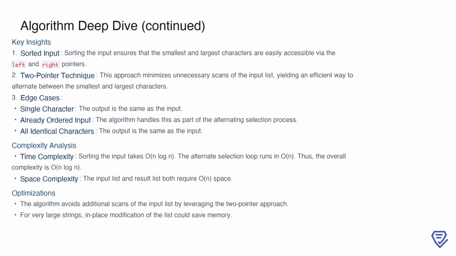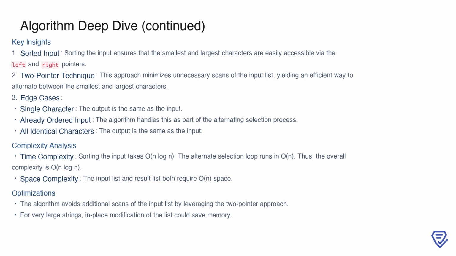Handling edge cases is straightforward. For instance, if the input contains a single character, the output is the same as the input. If the input is already in alternating order, the algorithm naturally handles it through the selection process. When all characters are identical, the output remains unchanged as well.